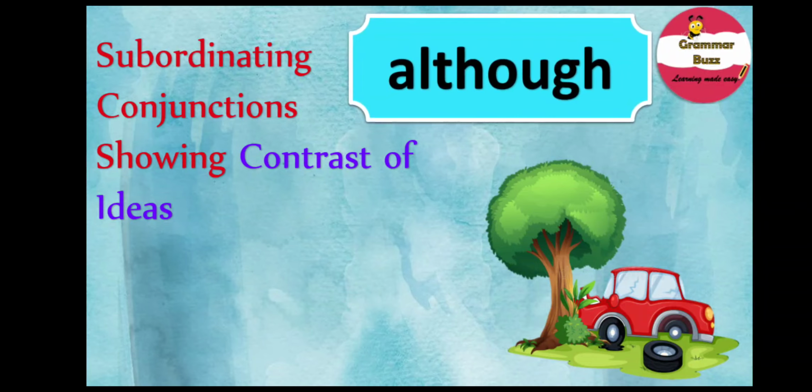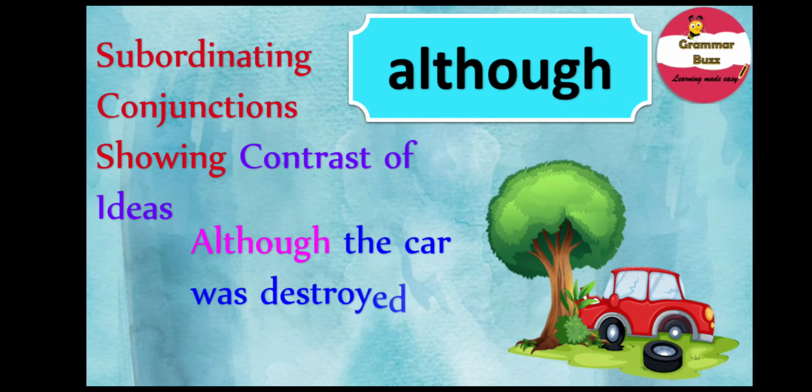Let us try and understand this with the help of an example. And the sentence says, although the car was destroyed. So if you read this sentence, certainly questions might appear in your mind, what happened although the car was destroyed, because the meaning is incomplete. Although here is a subordinating conjunction because it appears at the beginning of a dependent sentence.